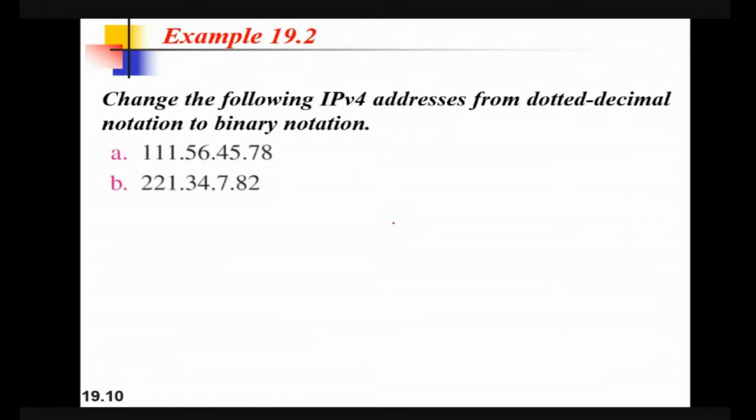Okay, now the reverse of this: change the following IPv4 addresses from dotted decimal notation to binary notation. So the first number is 111.56.45.78. Okay, so for converting this, first we will try to convert individual numbers. Let me write them here, 111.